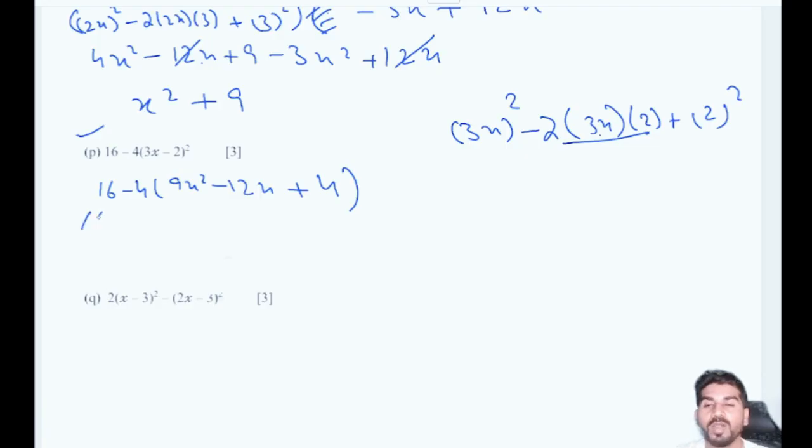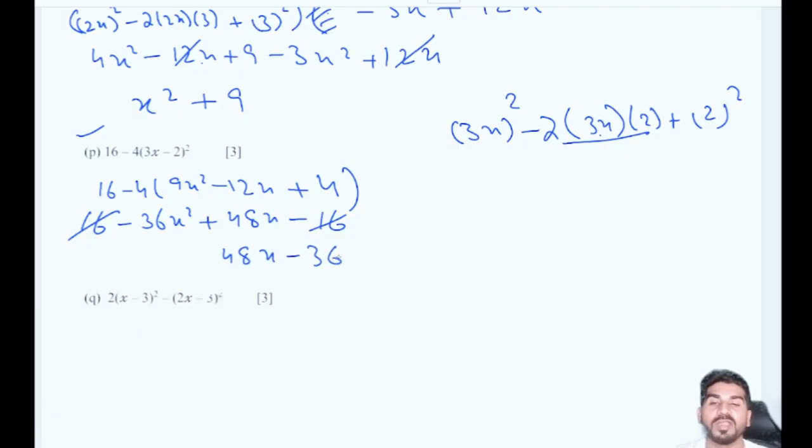Now there will be 16 as it is, and 4 times 9, it will be 36x squared, and 4 times 12 will be, negative and negative, positive 48x. And again, positive and negative, negative 16. 16 will be cancelled. So here 48x minus 36x squared. This will be the answer for part P.